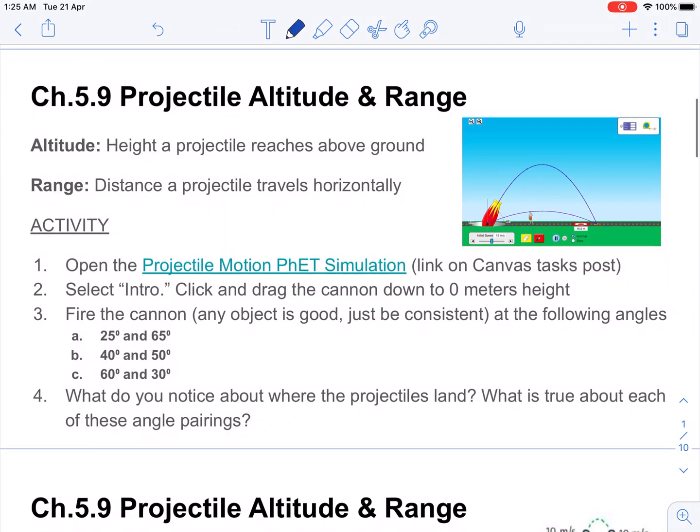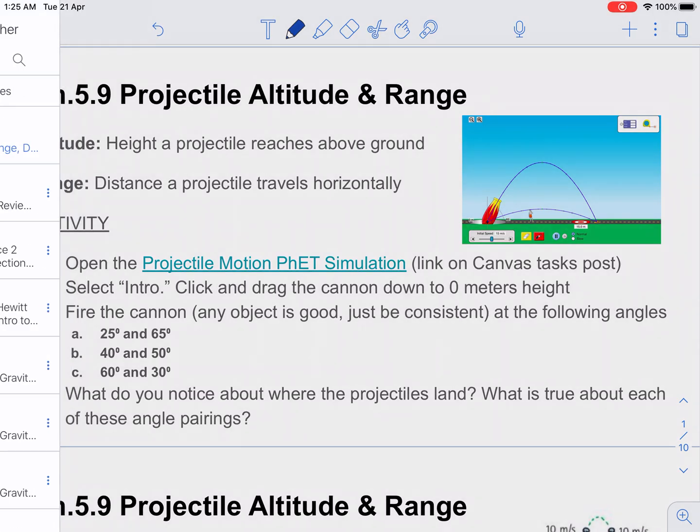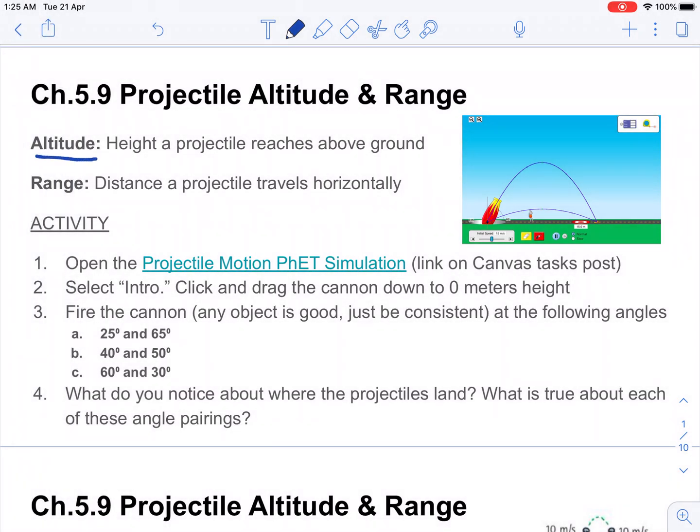Chapter 5.9 talks about altitude and range, and they are exactly what they sound like. Altitude is the maximum height that a projectile reaches in its parabolic path. Range is the total distance that it travels horizontally from where it was launched to where it finally lands. If you can understand altitude and range and calculate them, you can make pretty accurate predictions about where things are going to land.